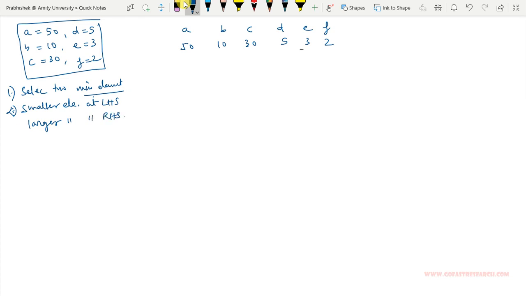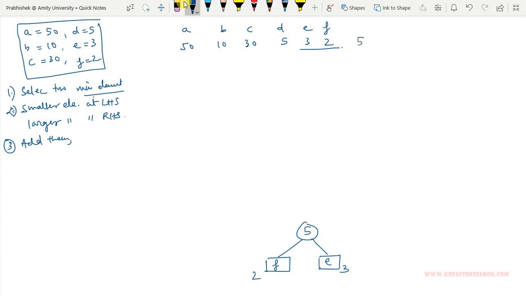Okay, so I have taken the two smallest elements. The smaller element is F with 2, so it is on the left hand side. The larger element is E, because it is 3. The third step is to add them, and whatever you get after adding, include that number in our list. So after adding 2 and 3, we get 5. So we got a new character whose size is 5.